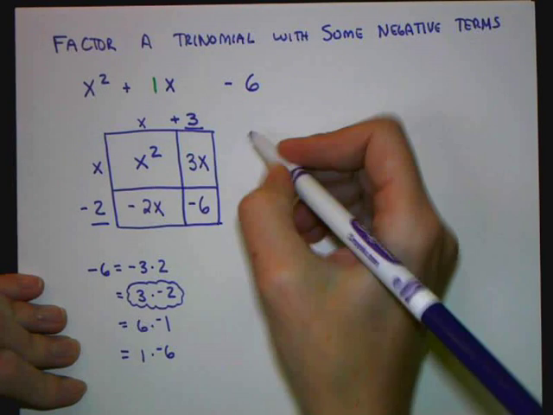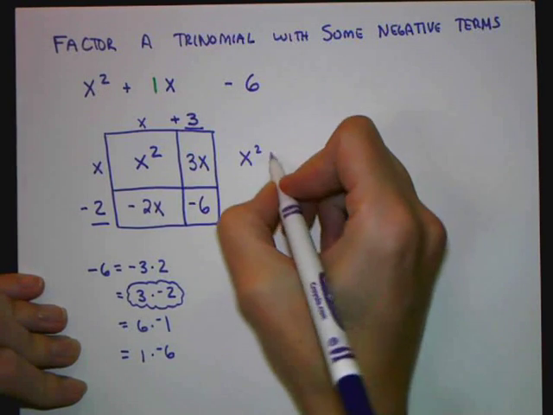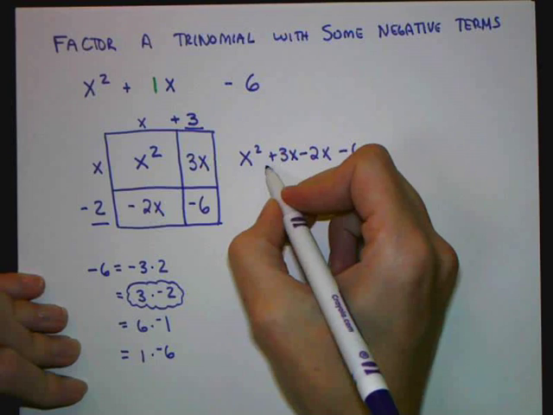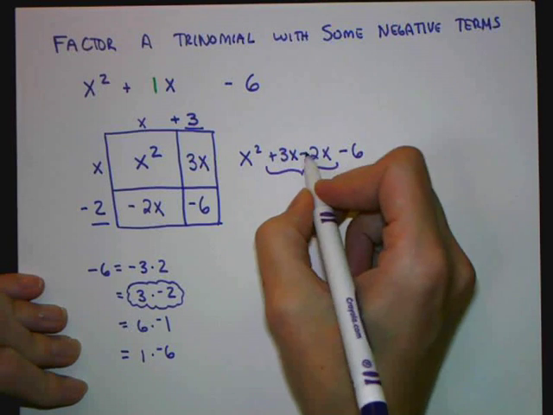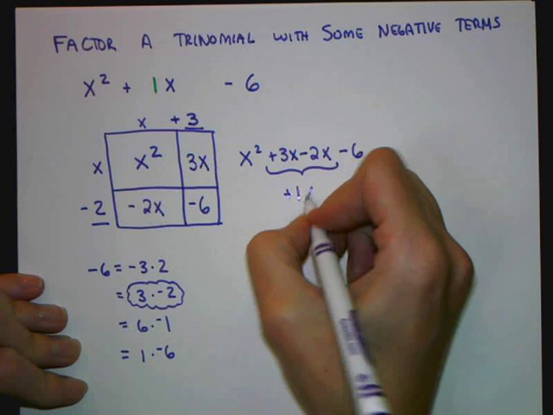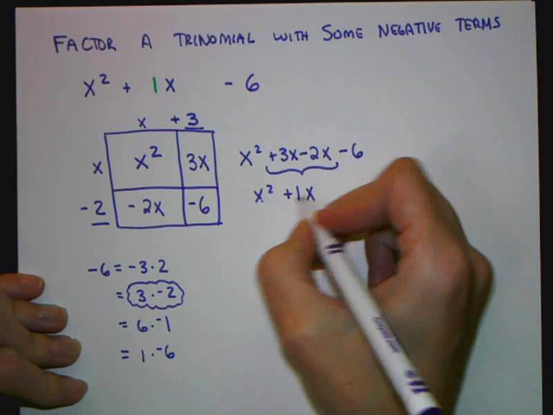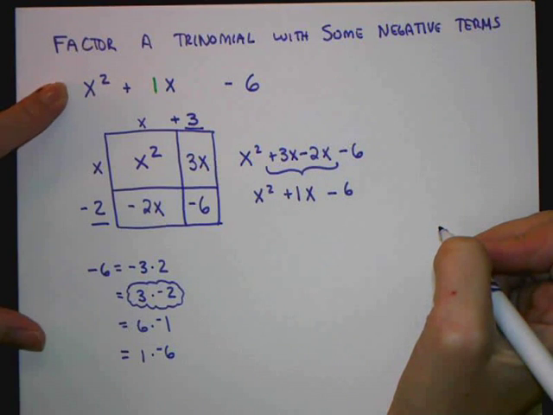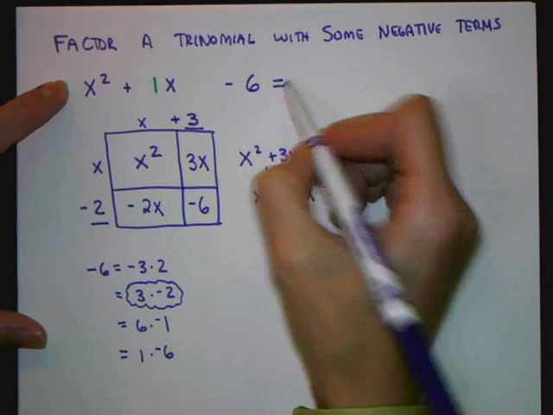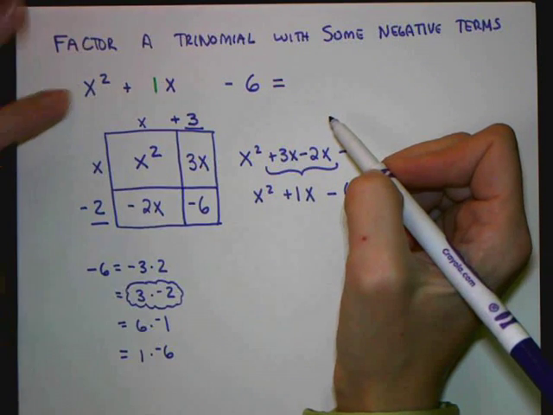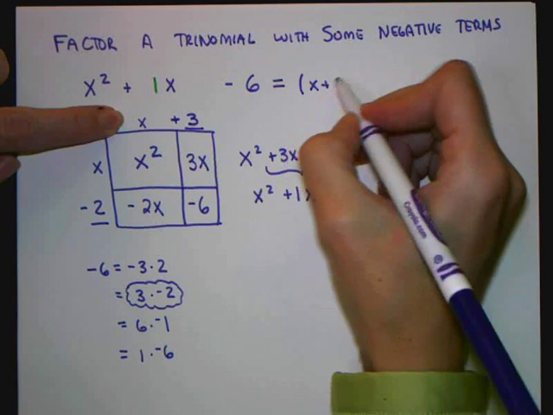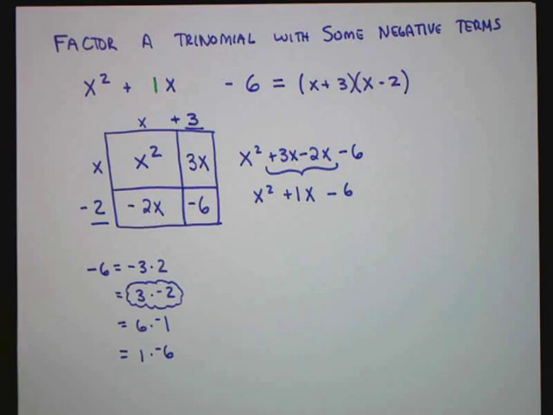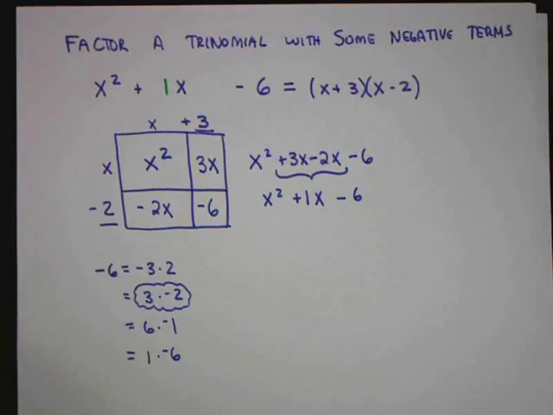When I add up all of the squares in my area model here, I have x squared plus 3x minus 2x minus 6. When I combine the like terms in the middle here, positive 3x and negative 2x, that adds up to positive 1x. So I have x squared plus 1x minus 6. This is indeed the original trinomial that I was aiming for. So the factors of x squared plus 1x minus 6 are x plus 3 and x minus 2. We can check this using FOIL to make sure that we got it right.